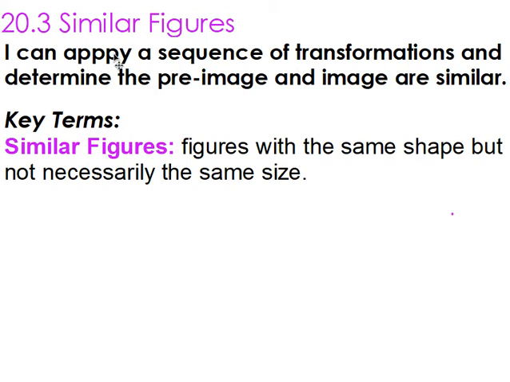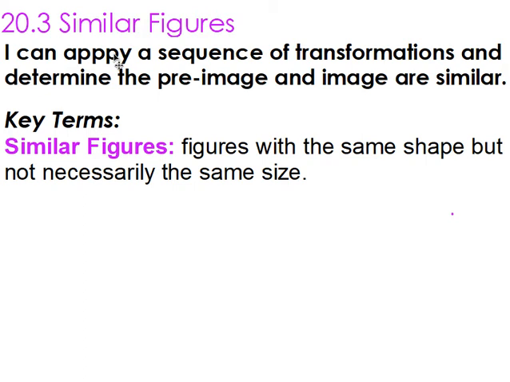We're going to talk about similar figures. So, what we're going to do is we're still going to apply a sequence of transformations to a pre-image and figure out what the resulting image is. Or we're going to figure out how did a pre-image become an image. But the difference here is now our figures are no longer going to be congruent. So the reason why is when we perform a dilation, that's when we become a similar figure.